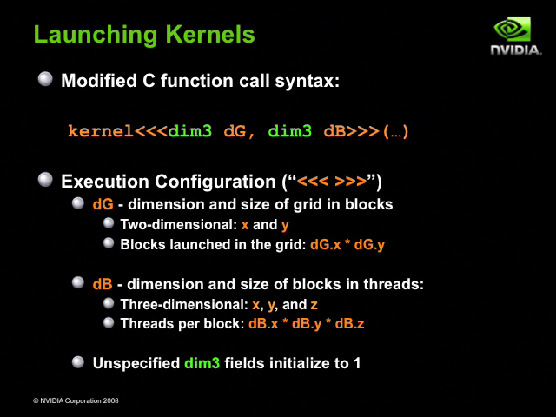The arrangement of threads within a block can be 1, 2, or 3-dimensional, and the sizes in each dimension are specified in the x, y, and z fields of the second execution configuration argument. Multi-dimensional grids and blocks are for the convenience of the programmer when dealing with inherently multi-dimensional data. All unspecified dim3 fields are initialized to 1.